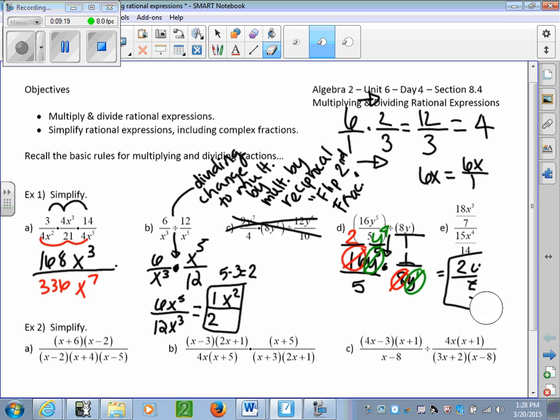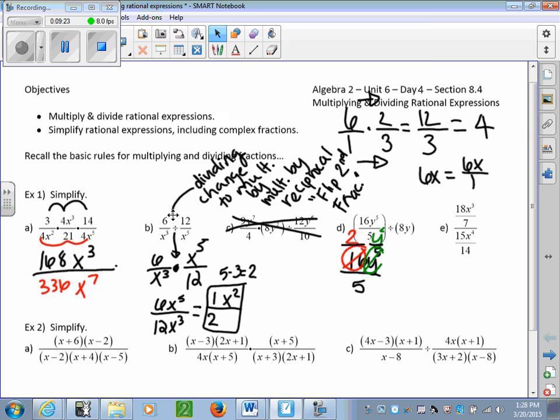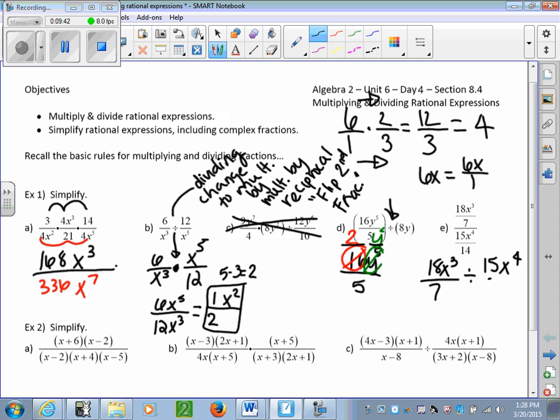All right, I'm going to erase some of D and E. All right, E, let's just change this so it looks how you're used to seeing division problems. Like in D, we're used to seeing it with a little division sign right here, right? I can rewrite this like that. So I have 18x cubed over 7 divided by 15x to the 4th over 14.